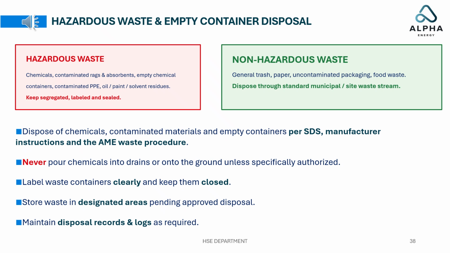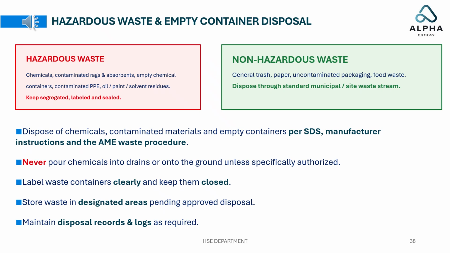On the other hand, non-hazardous waste includes general trash, paper, uncontaminated packaging, and food waste. These can go through the standard municipal or site waste stream. Now here are the key rules for disposal. First, dispose of chemicals, contaminated materials, and empty containers per the SDS, manufacturer instructions, and the AME waste procedure. The SDS tells you exactly how to dispose of that specific chemical. Follow it. Second, never pour chemicals into drains or onto the ground unless specifically authorized. This is absolutely forbidden. Drains lead to waterways, and ground contamination affects soil and groundwater. Both can cause serious environmental damage.